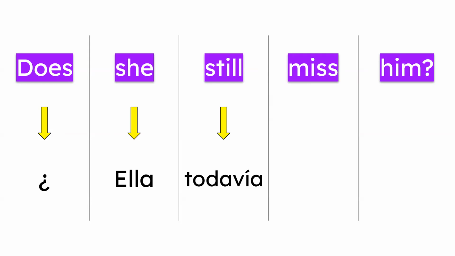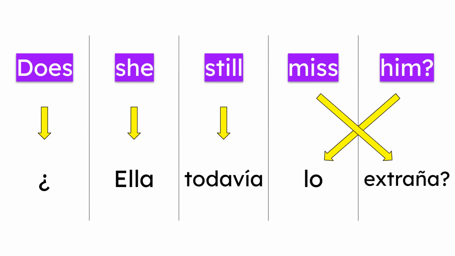Ella todavía lo. To miss is extrañar. Extrañar. Ella todavía lo extraña. Ella todavía lo extraña. Are you sure about that? Okay, say the sentence.